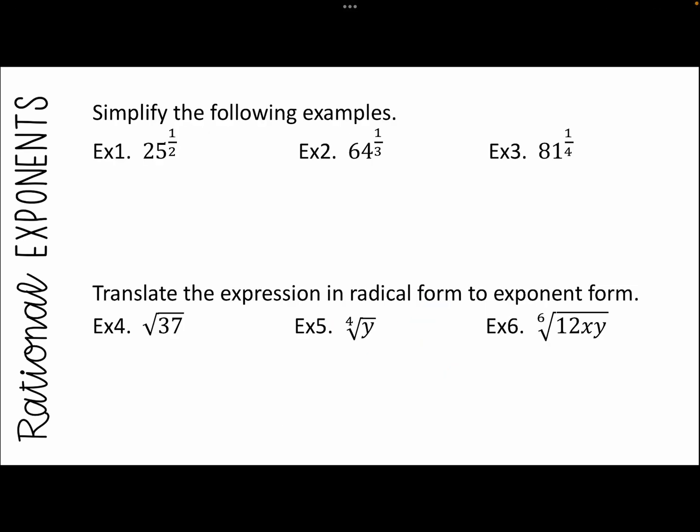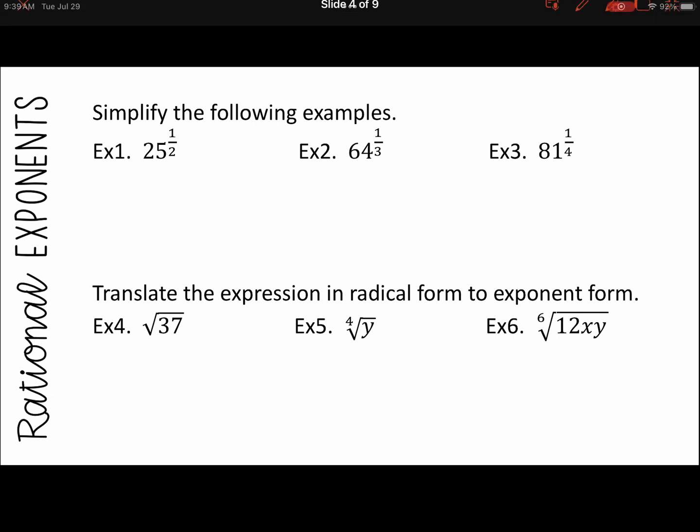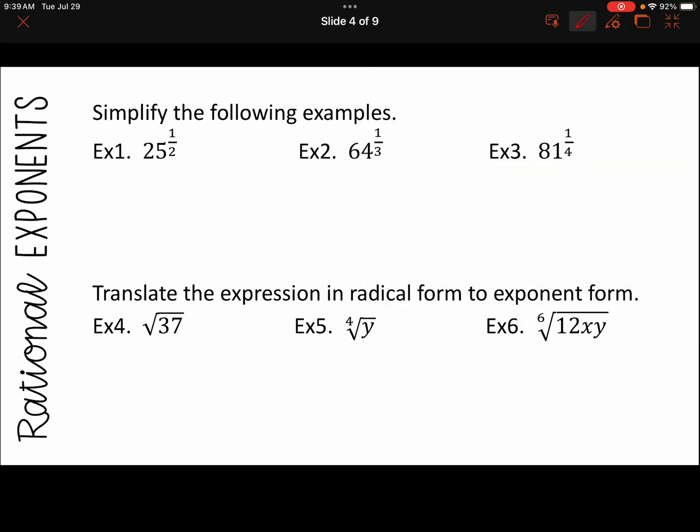So here are some examples. On example 1, this is saying, okay, do the square root of 25. And the square root of 25 is 5. It's saying do the cube root of 64. And what number times itself three times is 64? That's what cube root means. And that would be 4.